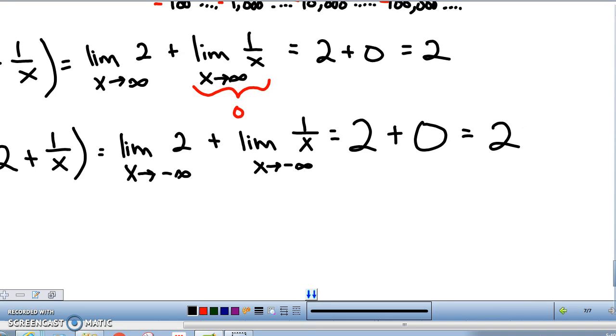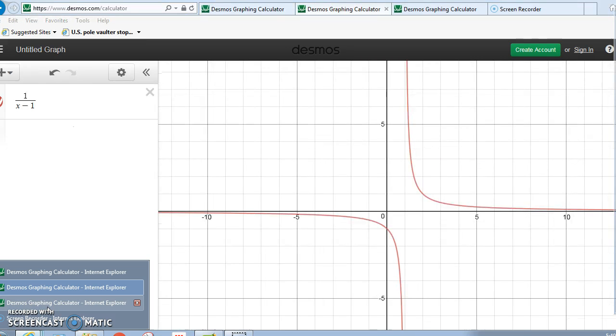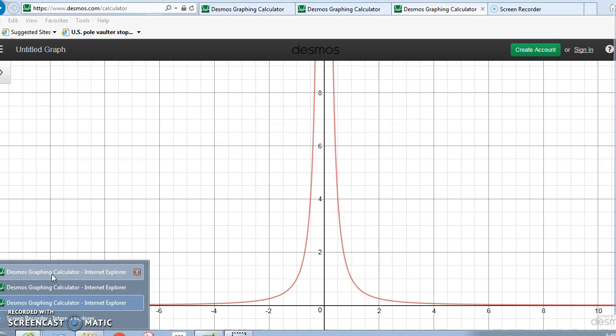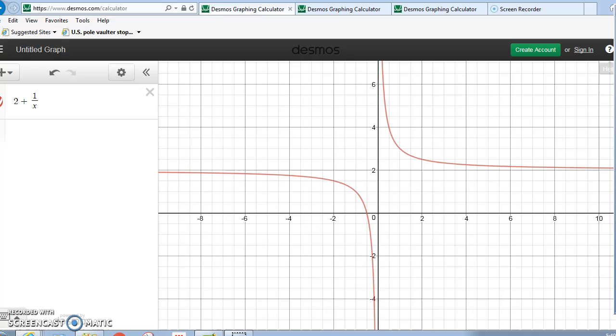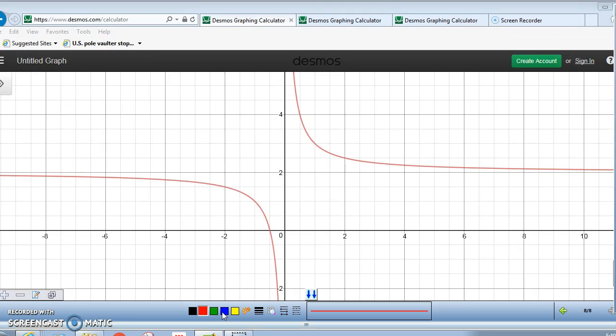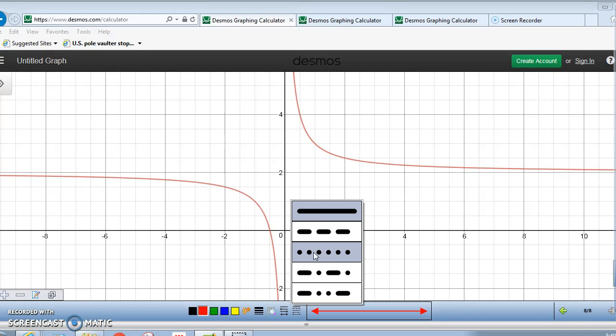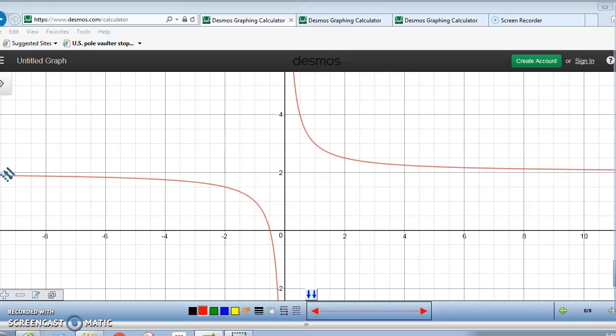Okay, and here's that curiosity I was talking to you guys about. You guys should get a little curious and want to see what that graph looks like. Neither of those is the graph. Here's the graph. Okay, so you can see that this function overall has a horizontal asymptote at 2, y equals 2.